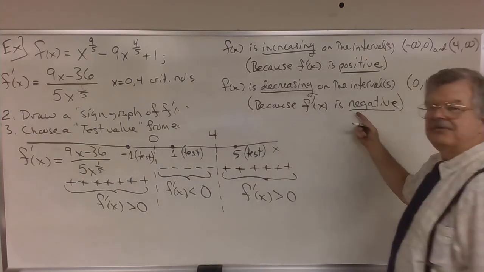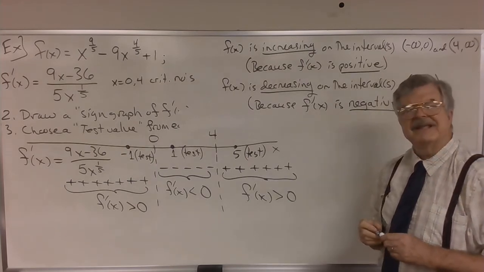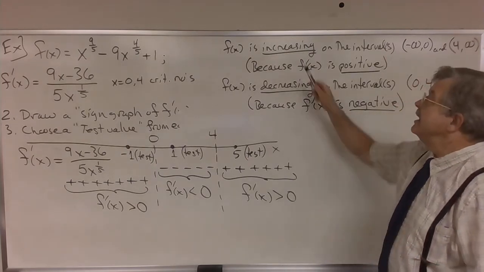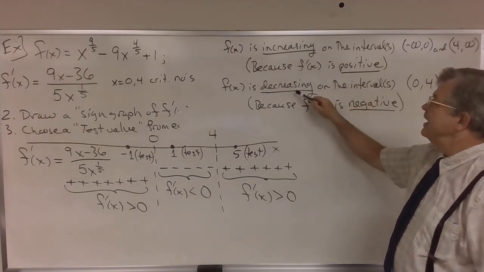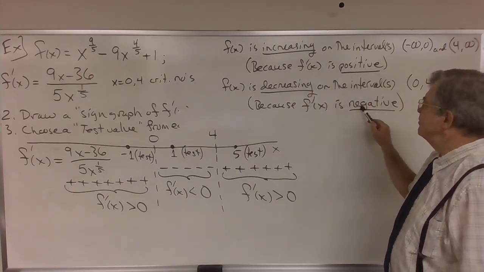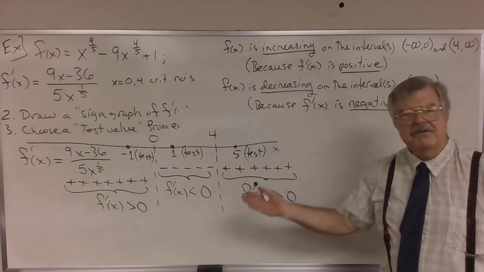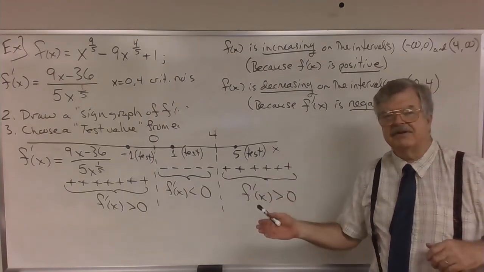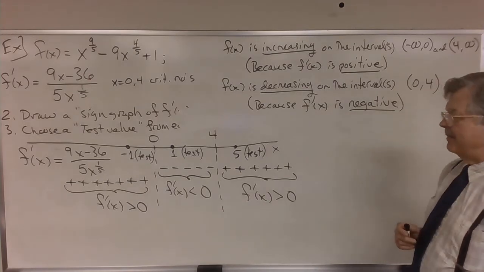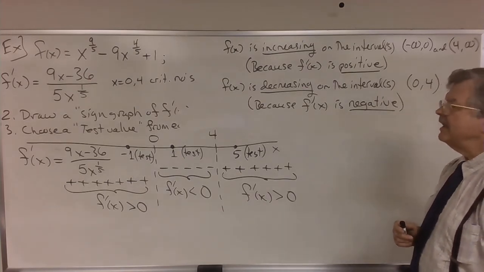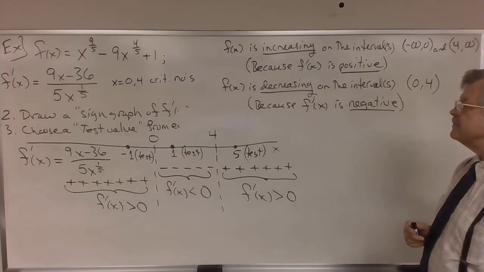And this is one of those things that we want to remember, and it's an easy association. F of x increasing, f prime positive. F of x decreasing, f prime negative. Increasing, positive, decreasing, negative. That's an easy thing to remember. Okay.